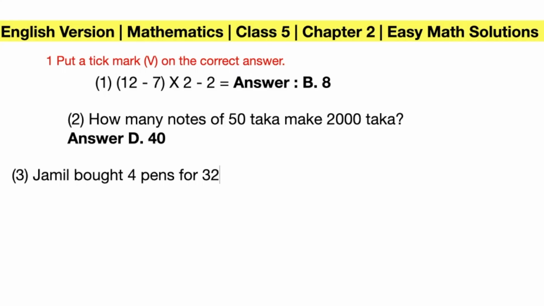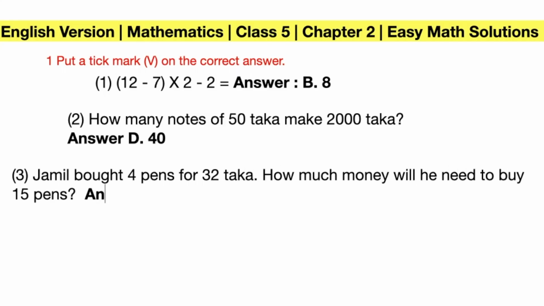Number 3. Jamil bought 4 pens for 32 taka. How much money will be needed to buy 15 pens? Answer C, 120 taka.